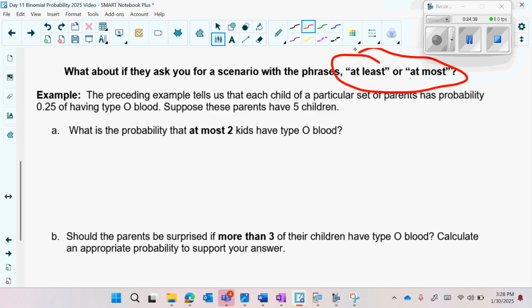So quick look, this is the same question. So just on the side, I'm going to still write N equals 5 children. P equals the probability of type O is 0.25, probability of success, P.